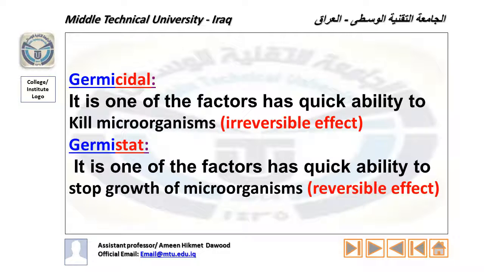There are two terms you must know something about. First, germicidal. It is a factor that has a quick ability to kill microorganisms. Irreversible effect. Germistat. It is a factor that has a quick ability to stop the growth of microorganisms. Reversible effect.